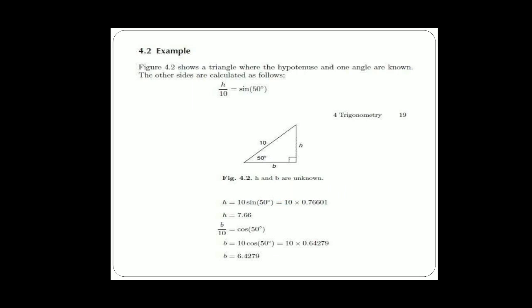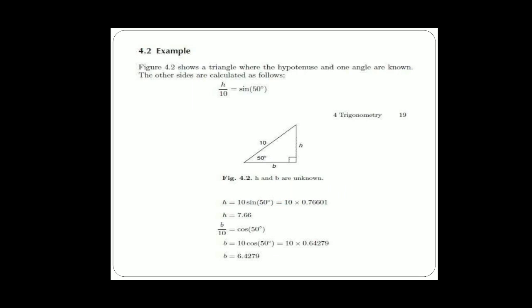The example taken for the trigonometric ratio shows a triangle where the hypotenuse and one angle are known, and the other side is calculated. So what do I have to calculate? The other side. For calculating it, h upon 10, that is the side upon the hypotenuse, is equal to sine 50 degrees. The angle given is 50.